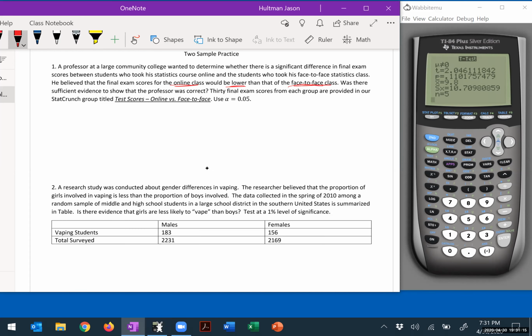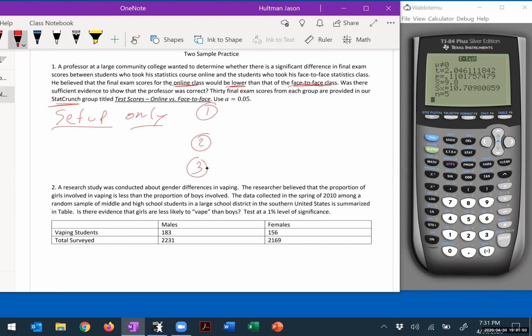I don't have access to this, so we're just going to set up the problem. We're going to do set up only on this first one. Set up only. That means going through steps 1, 2, and 3 only. Okay, move step 2 down. Step 2 and 3. We're just going to do the setup only. Use alpha of 0.05.